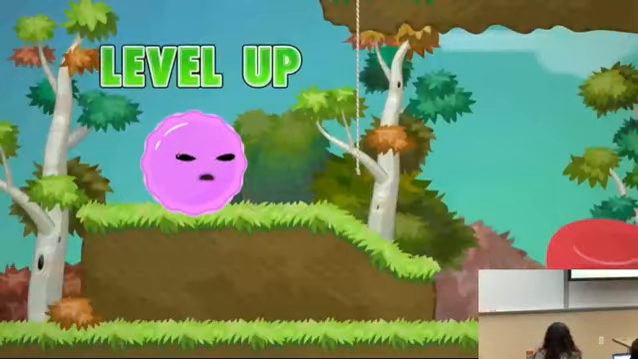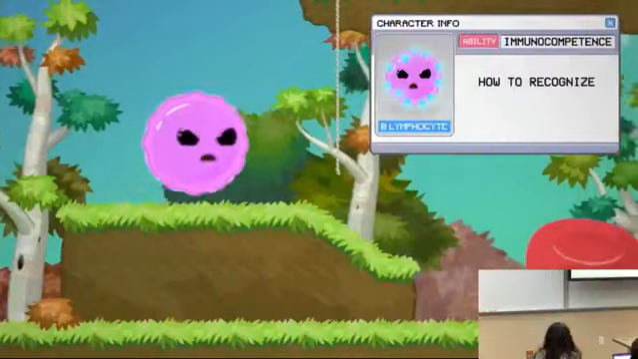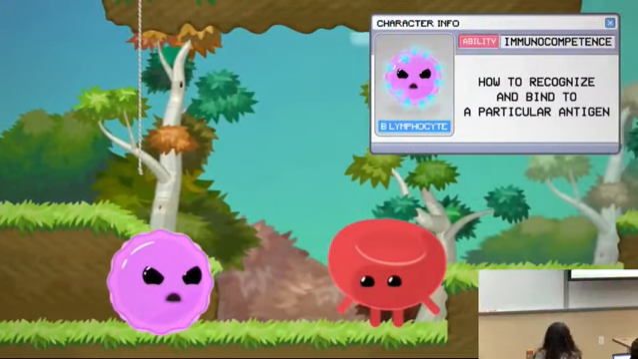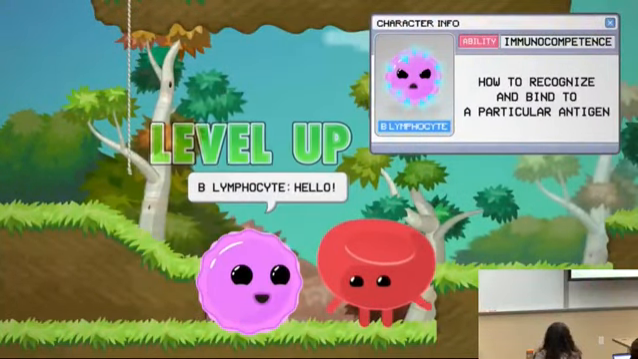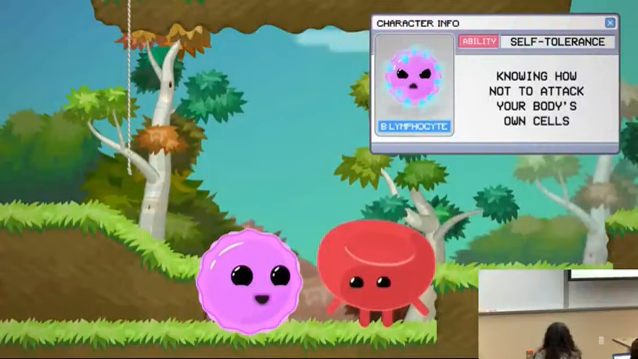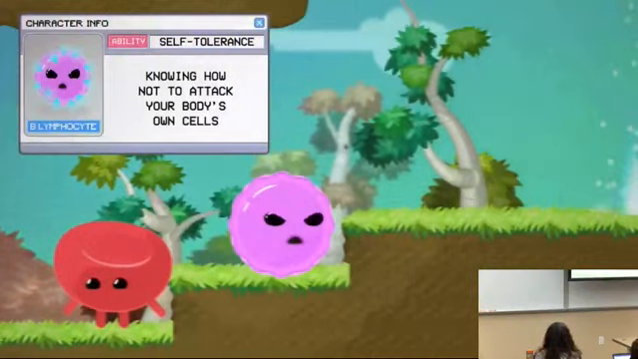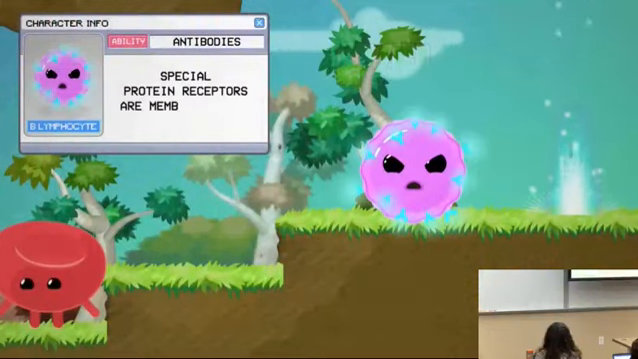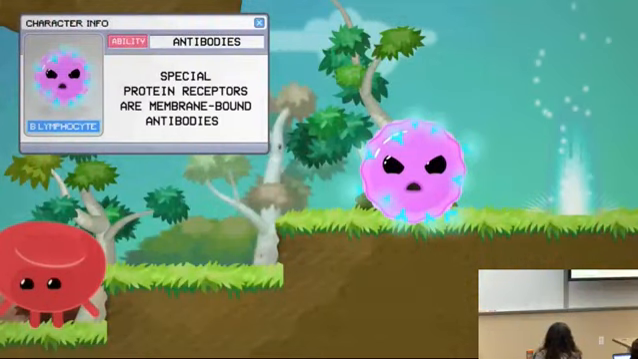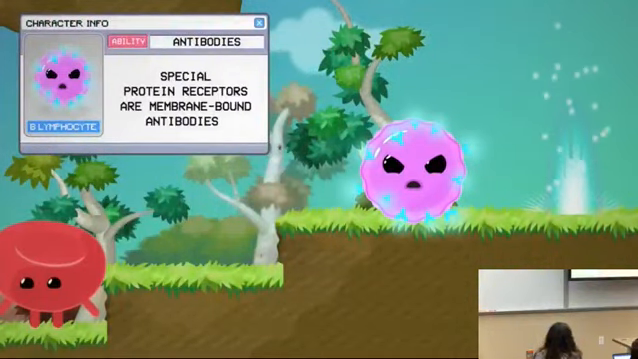And as a B cell matures, it develops the ability to determine friend from foe, developing both immunocompetence, or how to recognize and bind to a particular antigen, as well as self-tolerance, or knowing how to not attack your body's own cells. Once it's fully mature, a B lymphocyte displays at least 10,000 special protein receptors on its surface. These are its membrane-bound antibodies. All B lymphocytes have them, but the cool thing is every individual lymphocyte has its own unique antibodies, each of which is ready to identify and bind to a particular kind of antigen.